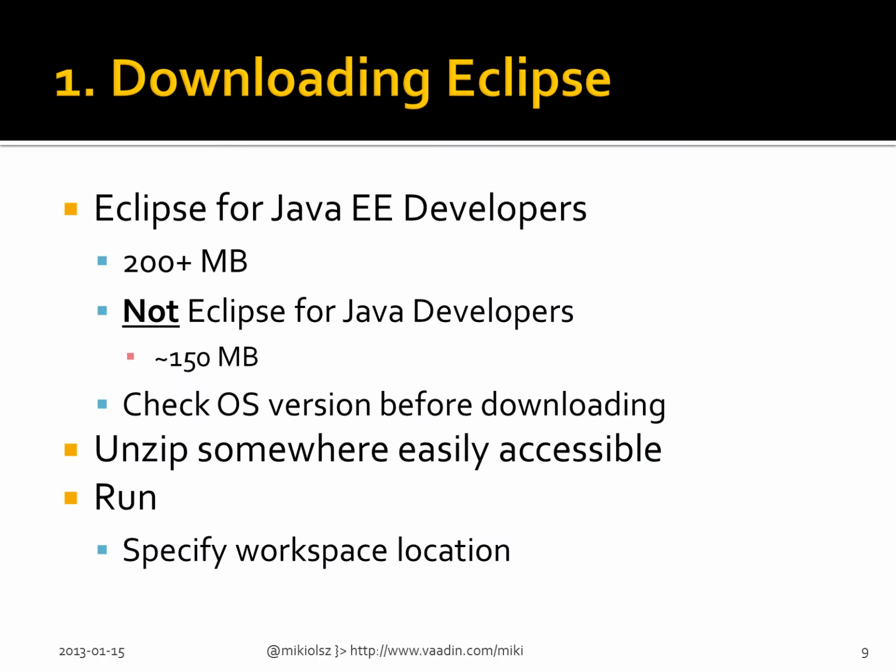So let's start by downloading Eclipse. The version of Eclipse that you should download is Eclipse for Java EE developers. It's about 200 megabytes or slightly above 200 megabytes. And it's not to be confused with Eclipse for Java developers, which is smaller. It has 150 megs. So you should basically download it, unzip it and run it.